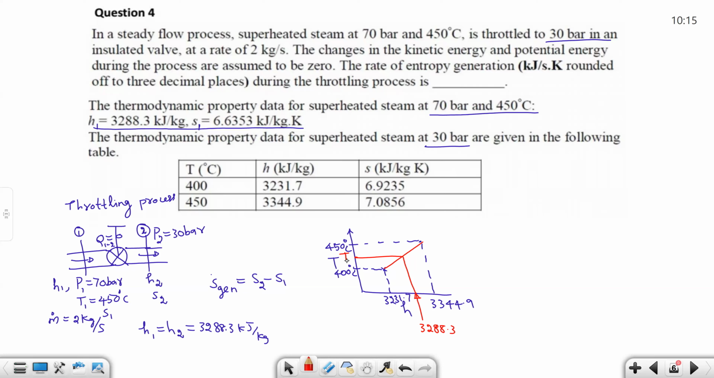So this is T2, the temperature at the exit. This is what we want. Once we know T2, then from there we can find entropy.